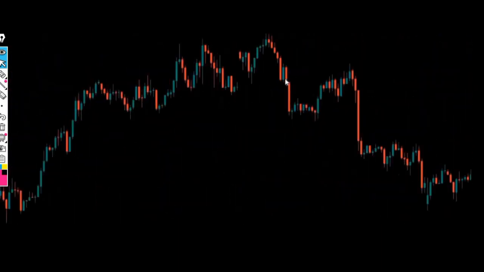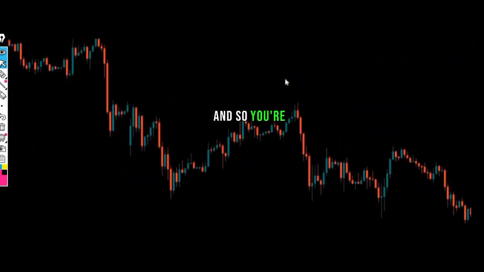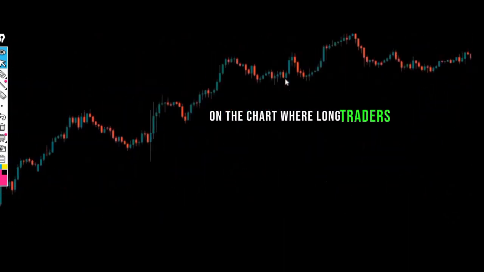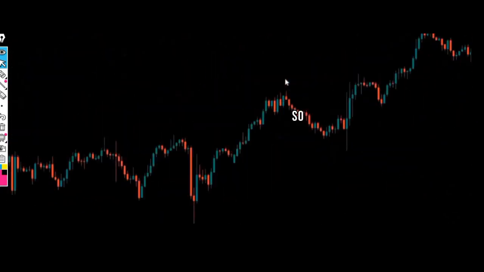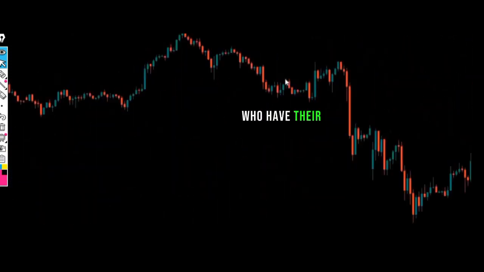And so what is sell side liquidity as well? It is just the opposite. And so you're supposed to know it represents a level on the chart where long traders will place their stops. So you expect to see this on support, whereby buyers will have their stops positioned.